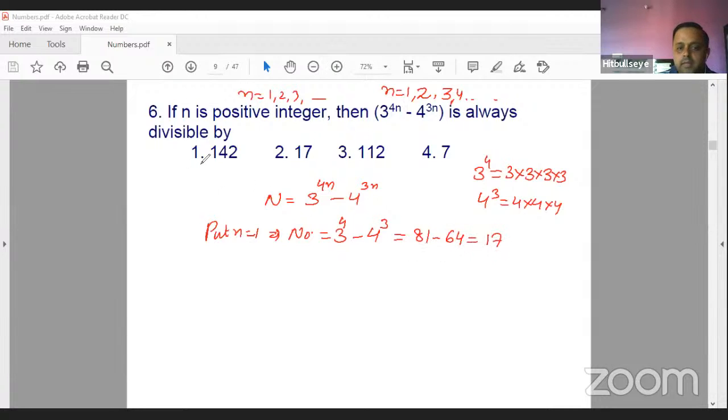Now 17, among the given options, 142, 17, 112, and 7, I can check that this 17 is divisible by 17 only, meaning the second option. That simply means the answer has to be option 2. 17 is the number which can divide every number of this form, 3 power 4n minus 4 power 3n, whatever the value of n is, whether it is 1, 2, 3, or any other natural number. I hope it is clear.